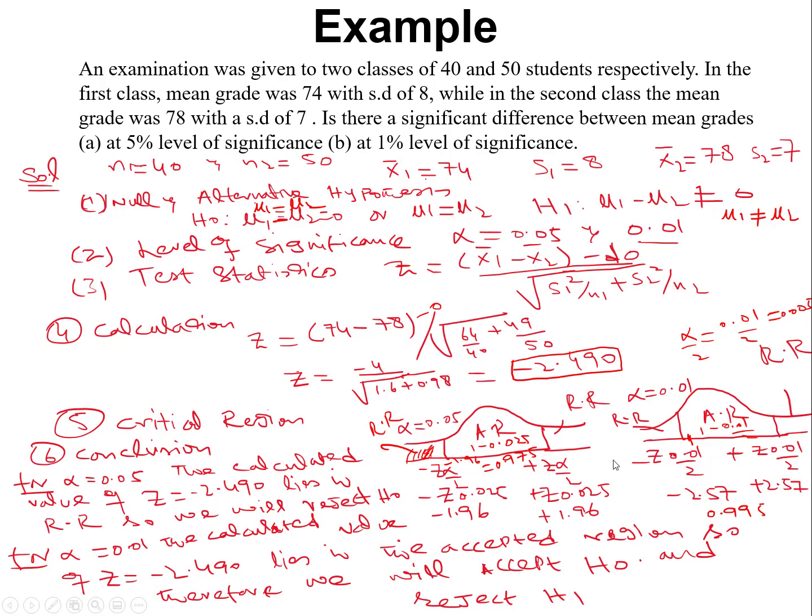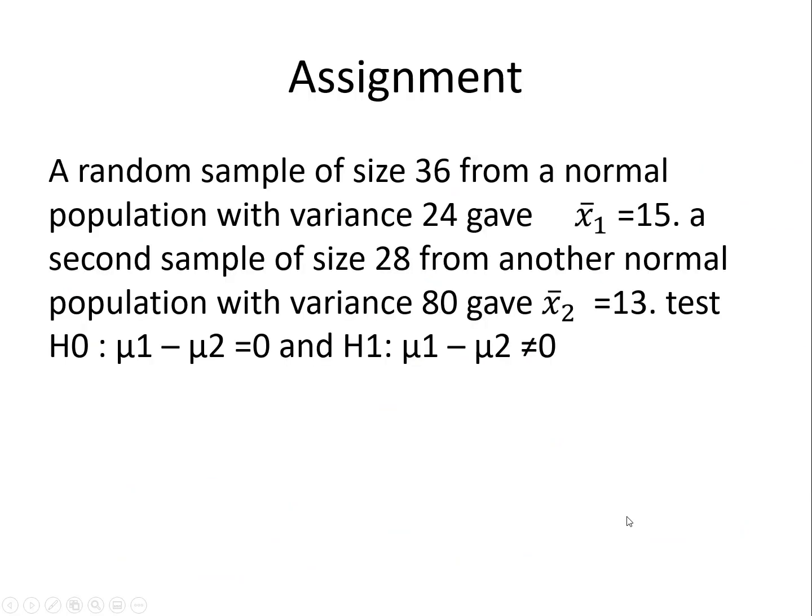So for this 1%, the Z value lies in the accepted region, while for this 5%, the calculated value lies in the rejected region. So we reject our null hypothesis. We say that mu1 is not equal to mu2 for alpha equal to 5%, but we say for 1% level of significance that mu1 is equal to mu2. So this is the difference, and I hope that you understand how you will handle two types of data. In this example, we just handled two types of data.